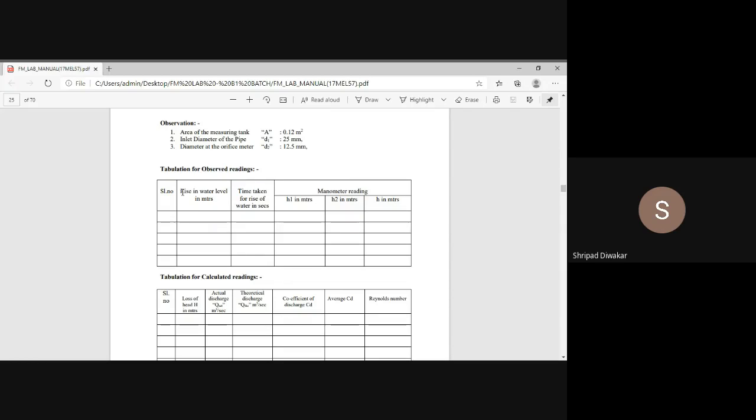Otherwise, first you write this one. Only this first table you write down. Second table I'll explain later. First you write this first table only, how to take the readings. Only this much you take, enough. This much you write, enough.